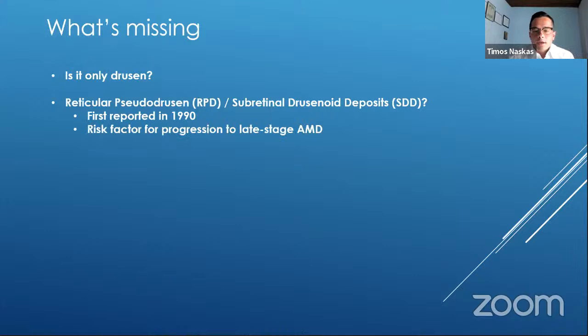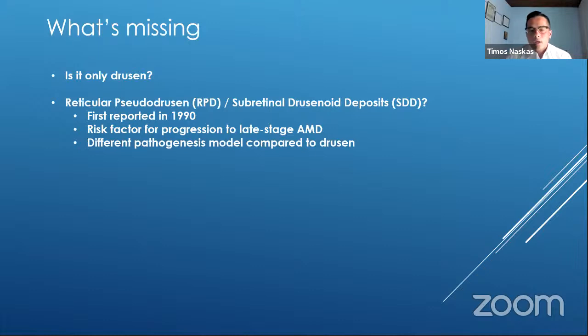Since then, with increasing research on this specific phenotype, it has developed, and we know that it is a major risk factor for progression to late-stage AMD. It also has a different pathogenesis compared to drusen. I said earlier, we find drusen between the RPE and the Bruch's membrane, but subretinal drusenoid deposits are found at the level of the RPE. So they are mostly found between the RPE and the photoreceptors' inner and outer segments.